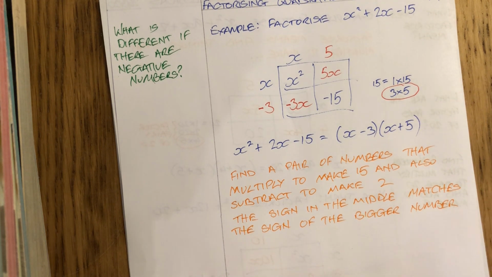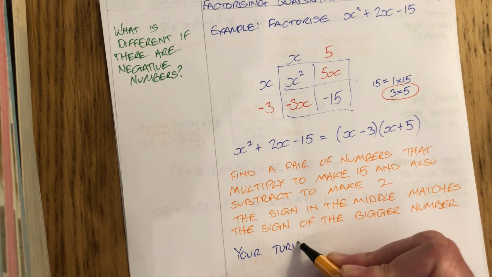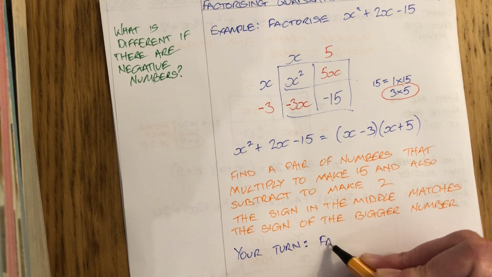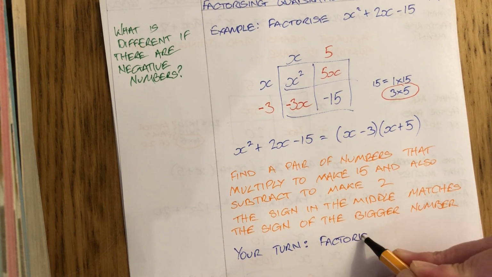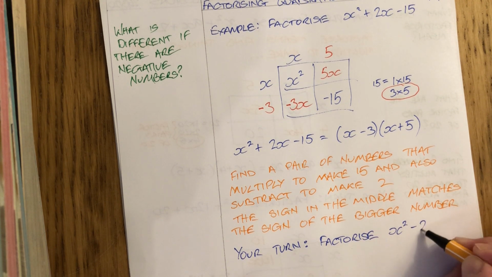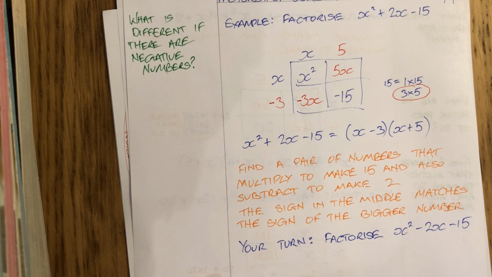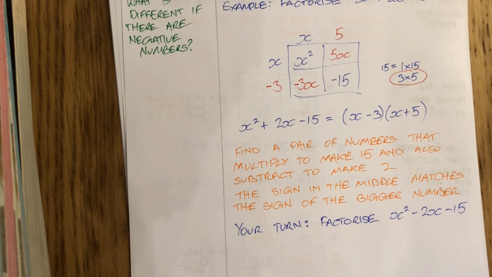Right, here's one for you to have a go at. Copy it down and then pause the video and have a go at this yourself. So it's x squared, take away 2x, take away 15. Not that different to mine. Pause the video, see how you get on with that.